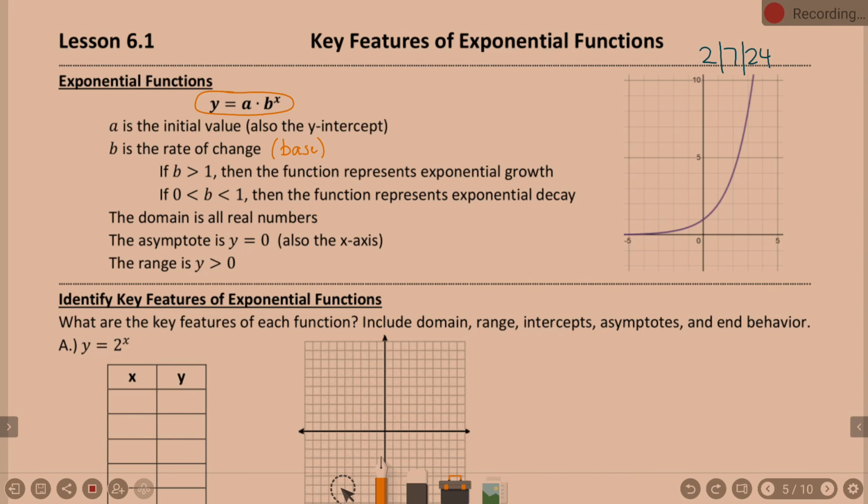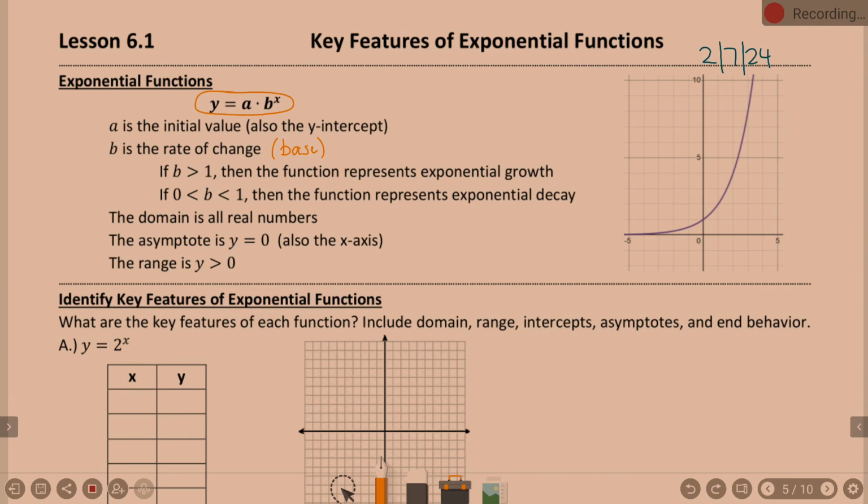If the base, the number with the exponent, is greater than 1, then the function represents exponential growth. The function will be going this way, as you see here. It's growing exponentially because it starts going up slow, slow, slow, and then goes upwards very quickly. If b instead is a number between 0 and 1, so a decimal or a fraction, then the function represents exponential decay. And that's where this graph would be exactly backwards. It would be starting out way high, and it would be going down very quickly.